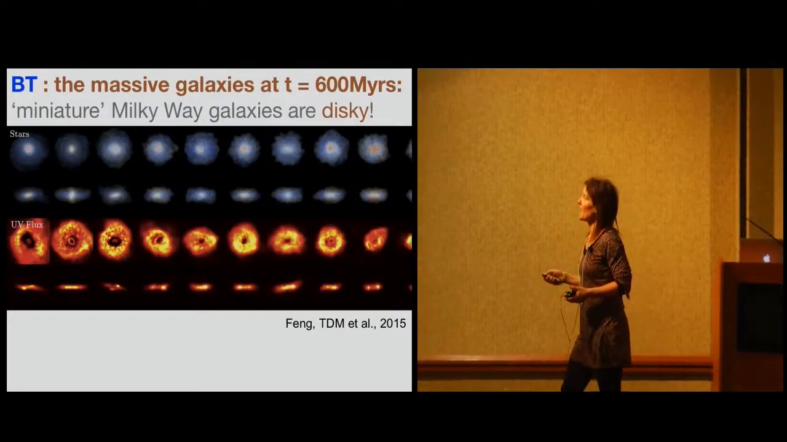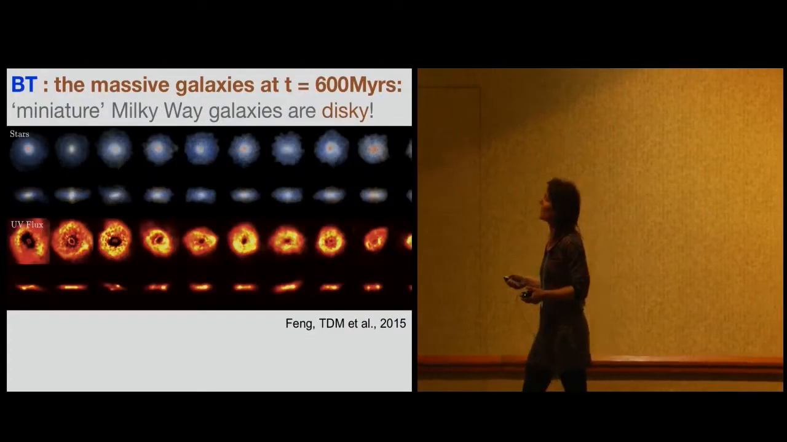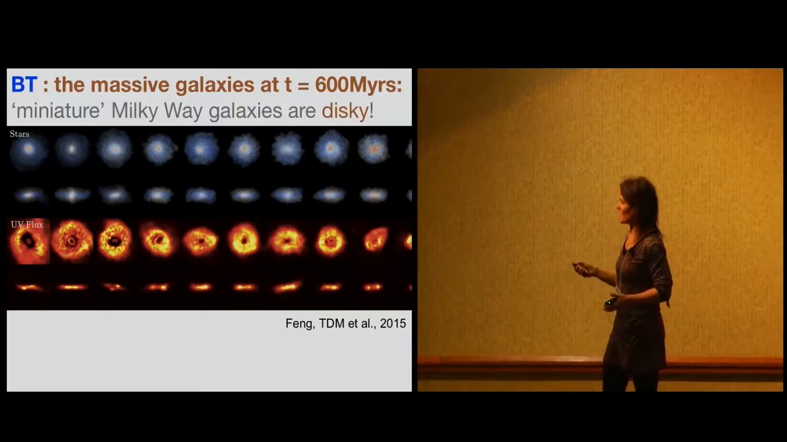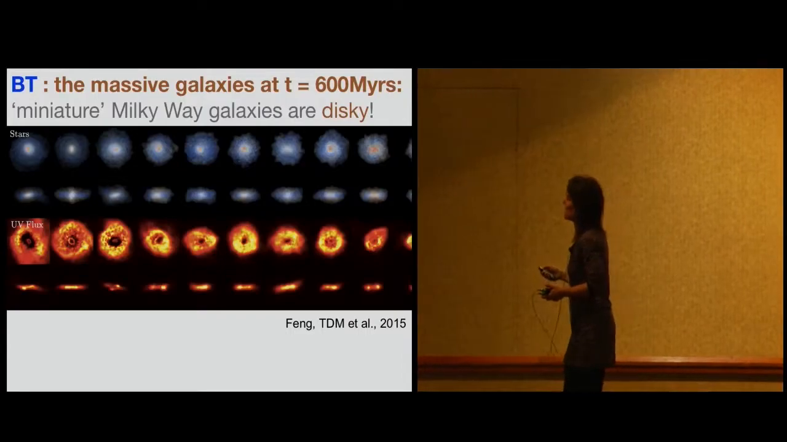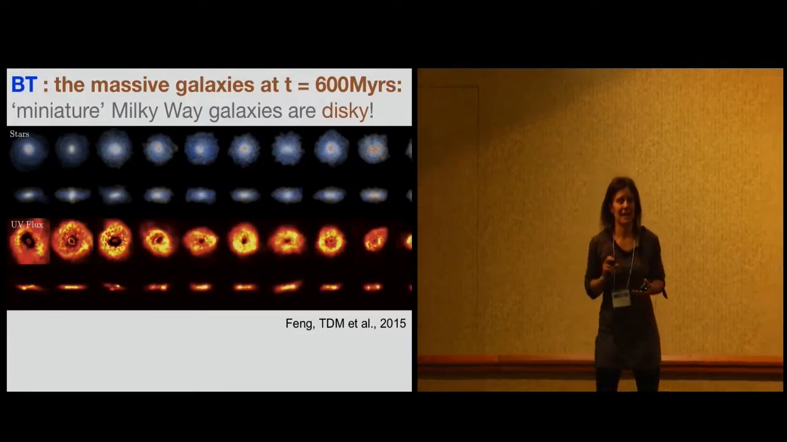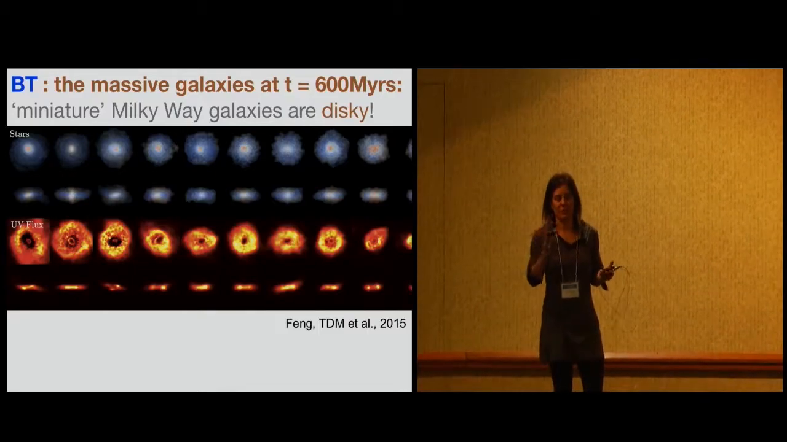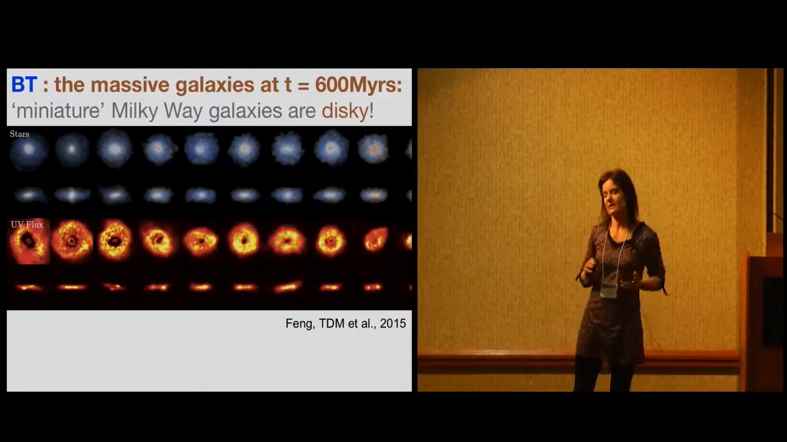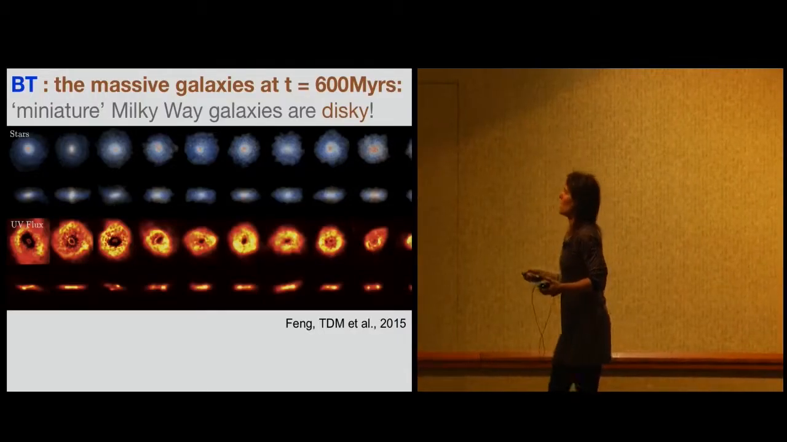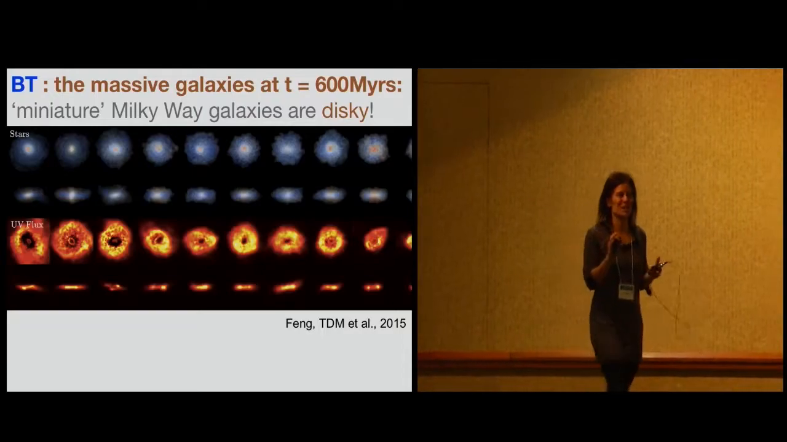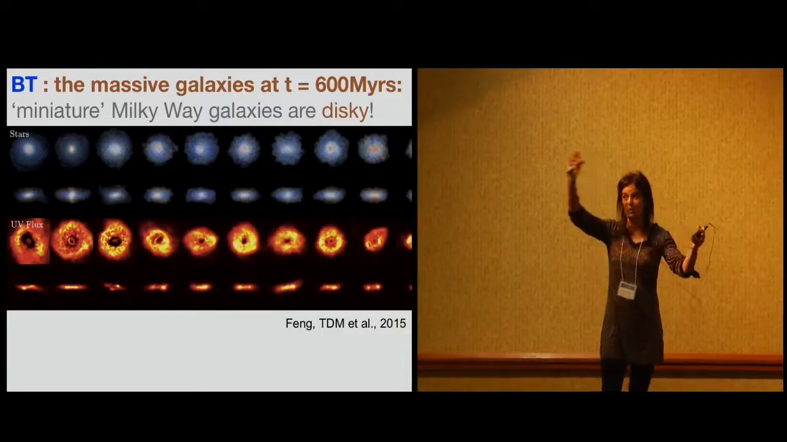Just a brief highlight, some of the results we had from BlueTides. We look at the very massive galaxies that form in this large volume, and it was kind of fun to see that the most massive galaxies are actually sort of miniature Milky Way-like galaxies. We thought that from observations that are very limited in terms of how big the volume they probe currently, galaxies looked like they had very disturbed morphologies.